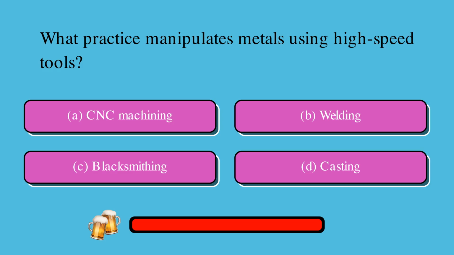What practice manipulates metals using high-speed tools? Is it A, CNC machining, B, welding, C, blacksmithing, or D, casting? The correct answer is A, CNC machining.